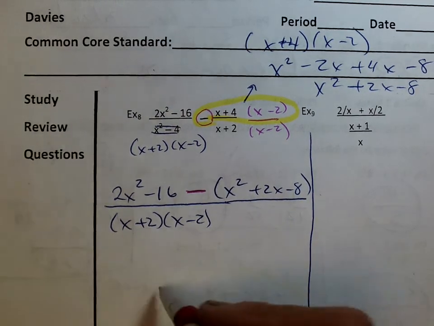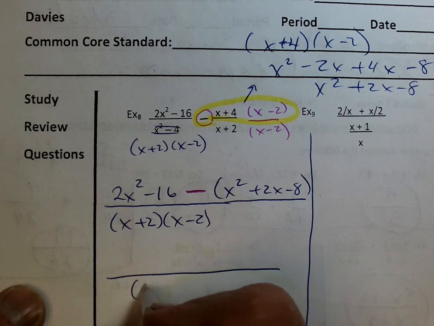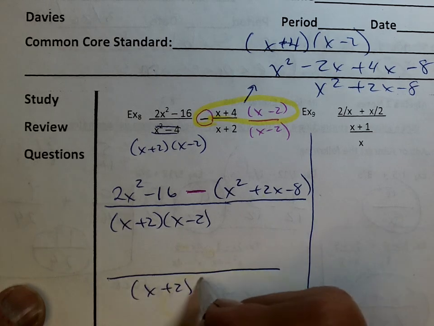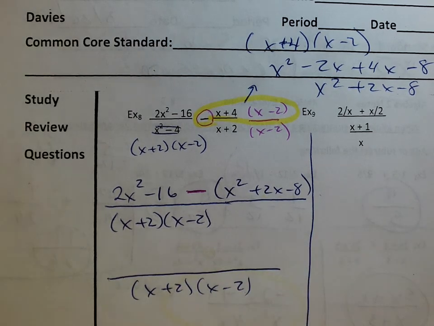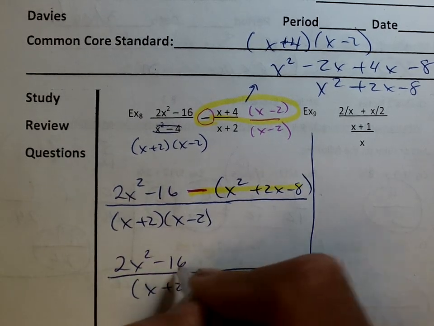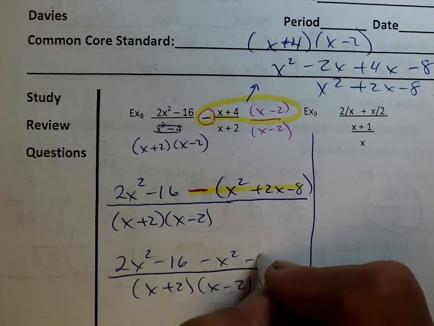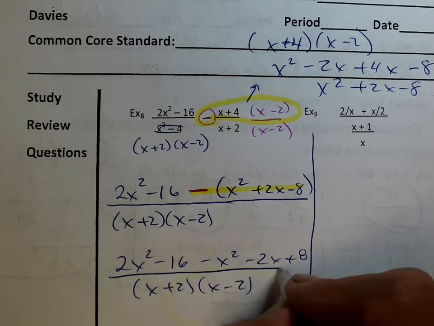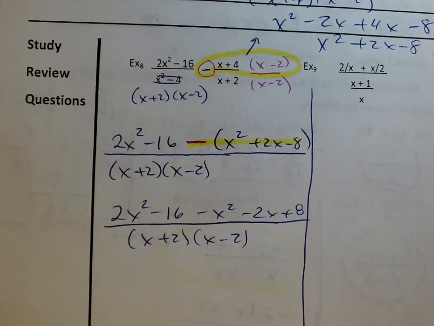So then I'm going to have my x plus 2, my x minus 2, and I'm going to bring the negative through, right? So I'm bringing the negative through, push the negative through, so I'll have a 2x squared minus 16 minus x squared minus 2x plus 8, okay? How am I doing? I'm trying to show every step, and if you skip some steps, Katie, awesome to you, okay? I just like to show every step so nobody gets confused.